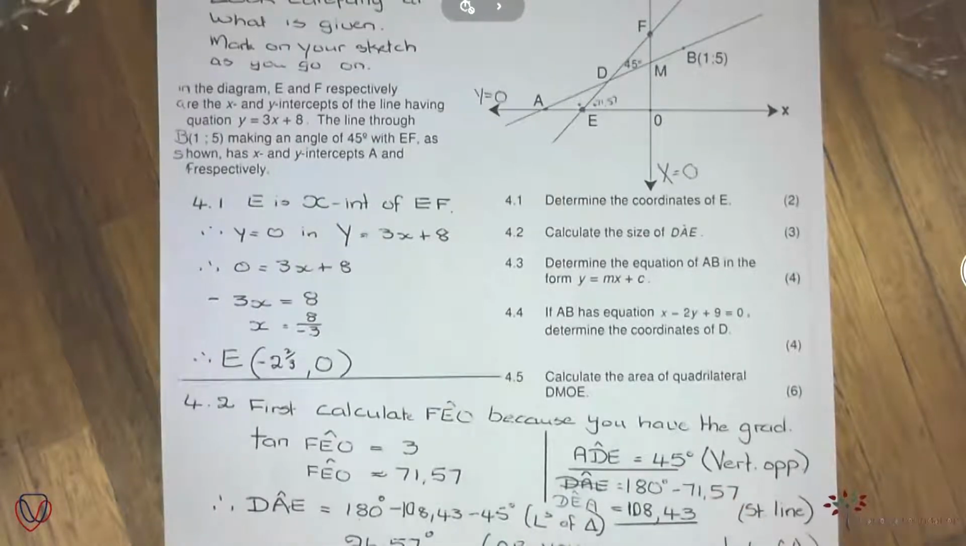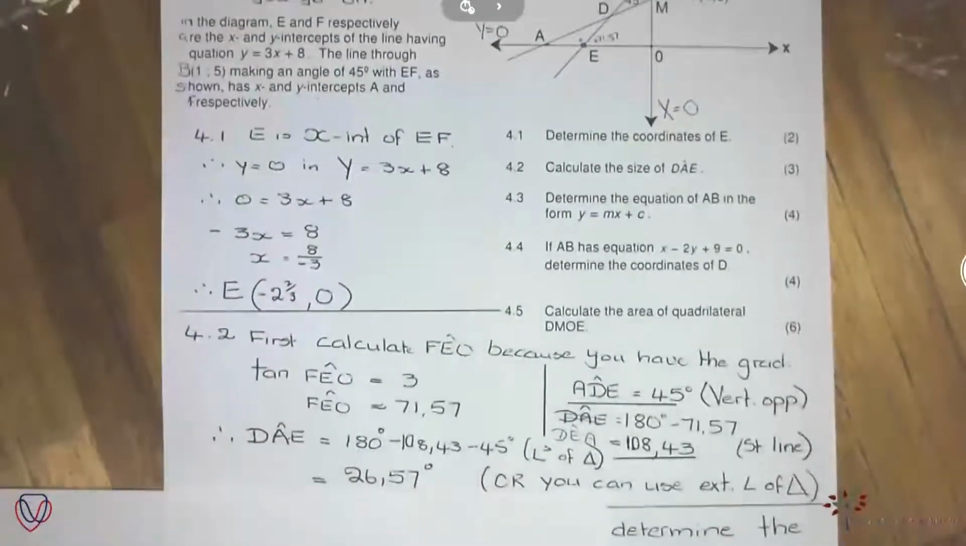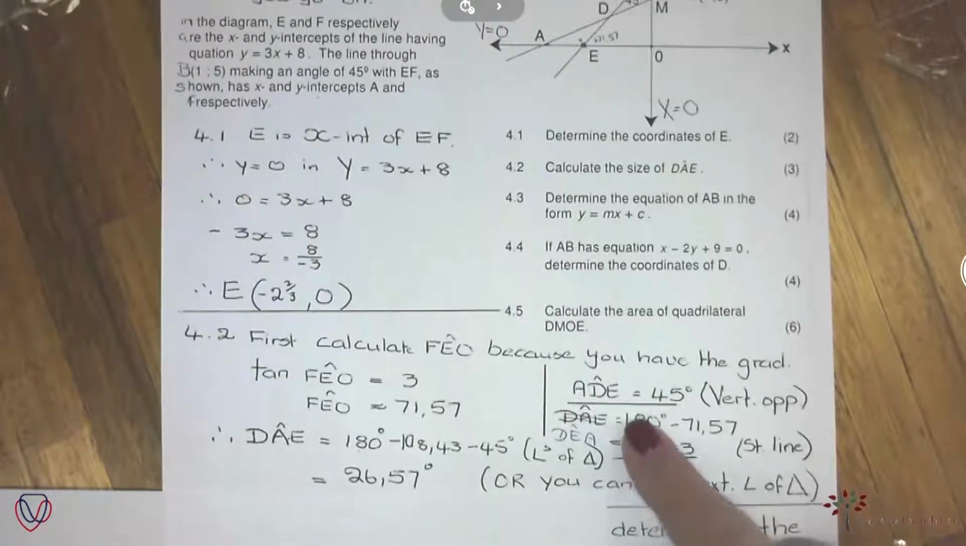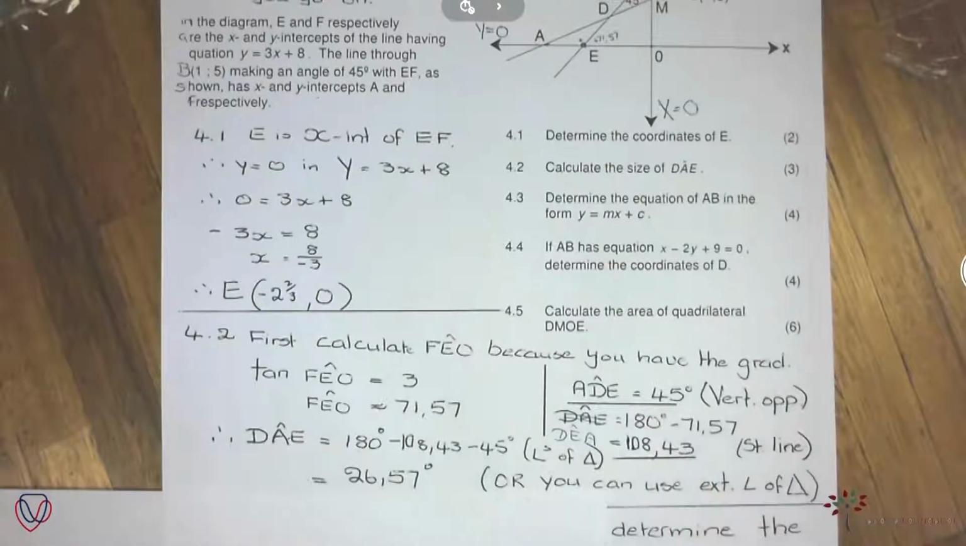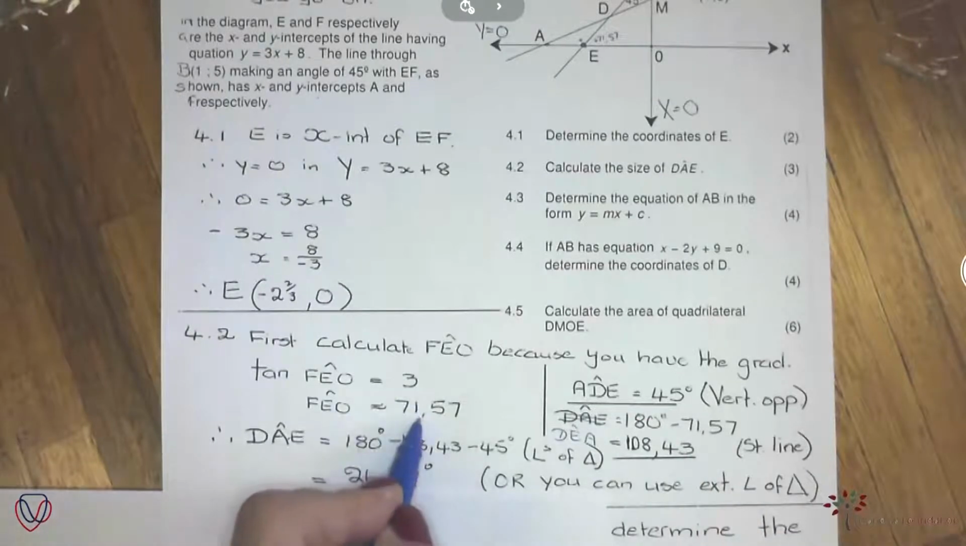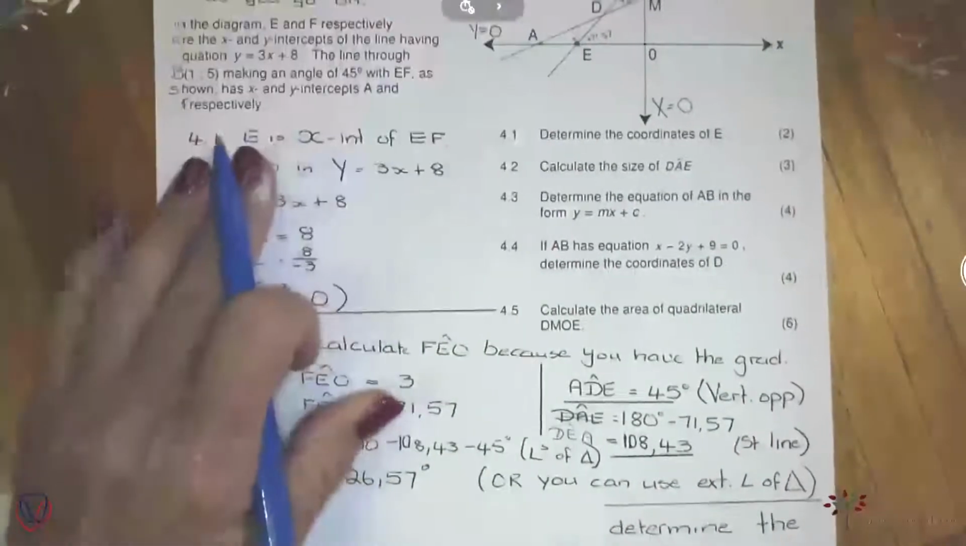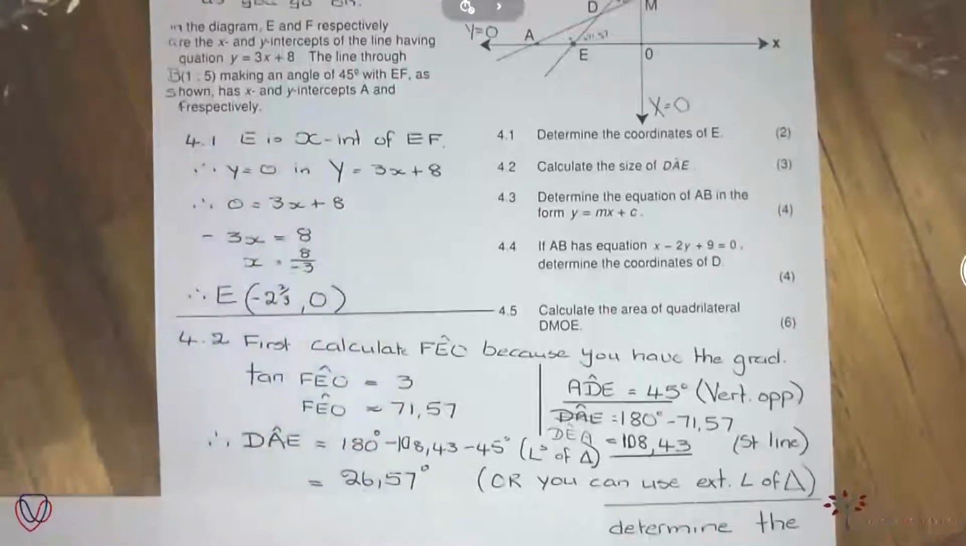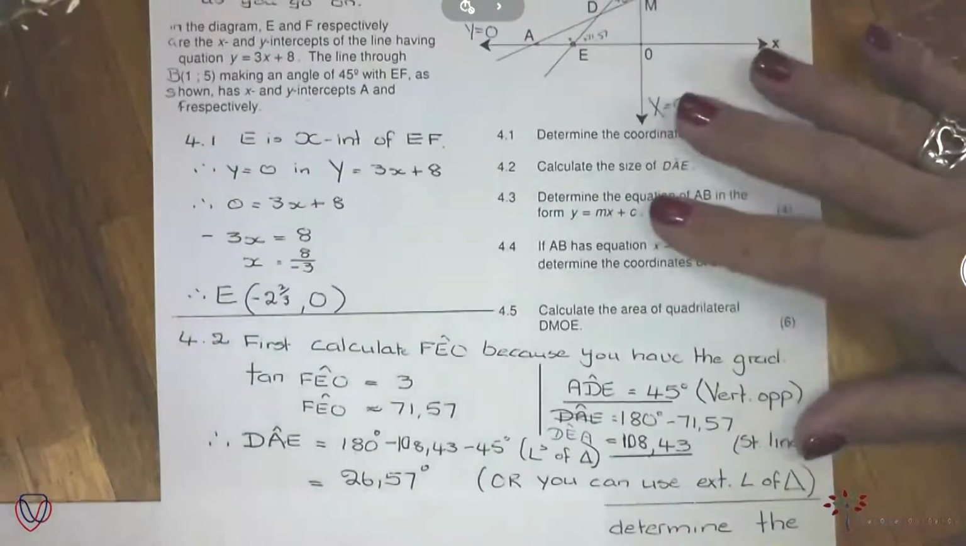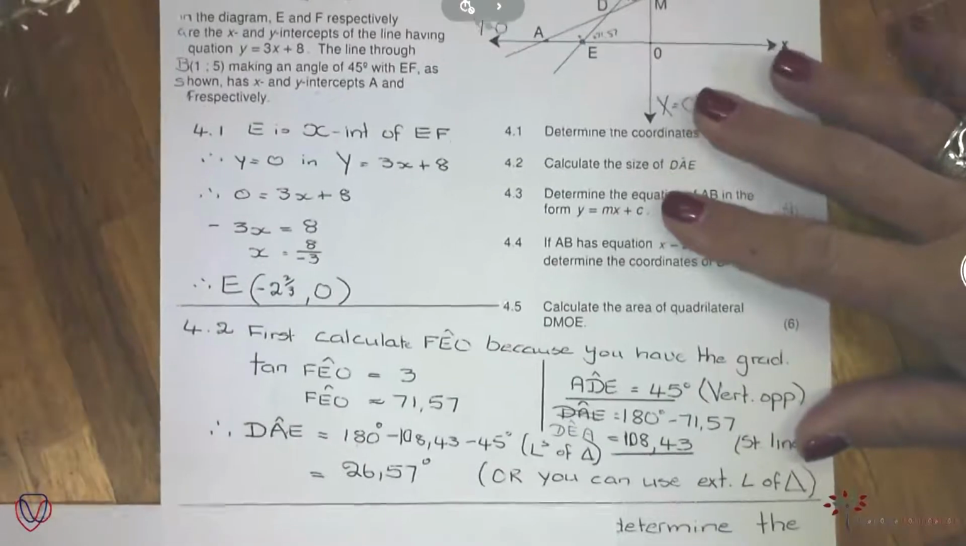And that is giving me 26,57. Oh, there I wrote it. Or you can use the exterior angle of a triangle, which is actually a little bit easier. You don't have to do this. You can immediately say FEO will be equal to D plus A. And D is 45. So you just subtract 45 from there, and you're going to get exactly the same answer. You can use both those methods.